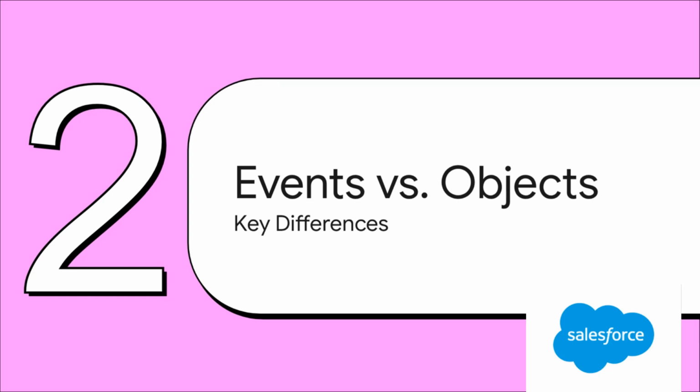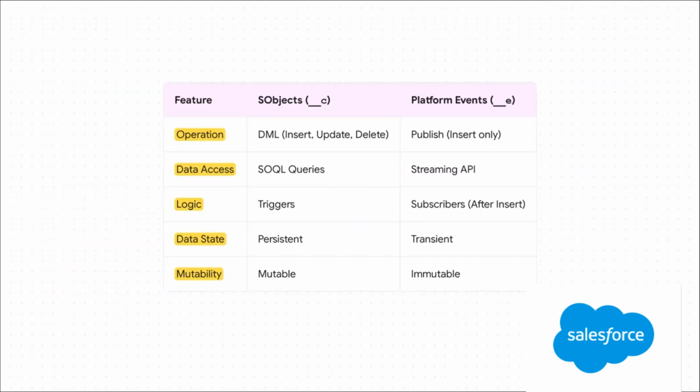Now, if this is starting to sound a little bit like other Salesforce features you already know, you are on the right track. To really get it, we need to compare platform events to two things you probably use all the time: standard sObjects and change data capture. Okay, so what's the difference between an event, which ends in __e, and a custom object that ends in __c? Well, a custom object is a permanent record in your database. You can query it with SOQL, you can update it, you can delete it. It sticks around. A platform event is the total opposite. It's a temporary, unchangeable message, a ghost in the machine. You don't query it, you subscribe to a stream of them, and your logic only kicks in after it's been sent.